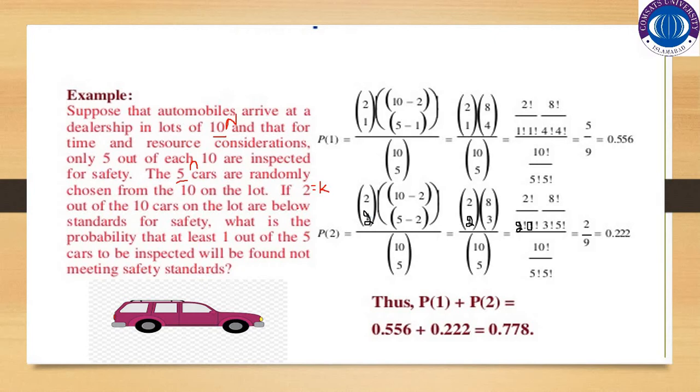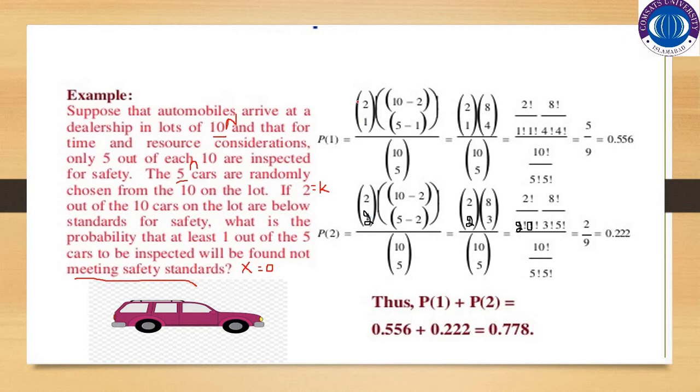So what do we have to find? We have to find that at least 1 out of 5 cars to be inspected will be found not meeting the safety standards, as we are interested in the cars which are not meeting the safety standards. So we associate our random variable with the cars which are not meeting the safety standards. If x is equal to 0, it means there is not any car in the selected sample which is not meeting the safety standard.